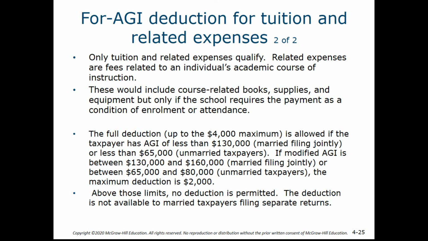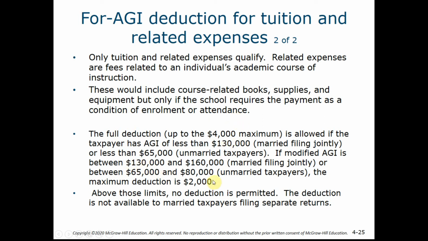Another consideration that a taxpayer may make here for deduction for tuition and related expenses is possibly taking, for example, advantage of the lifetime learning credit, or of the American Opportunity Credit, that may actually provide a better benefit than the AGI deduction. You cannot take both. We'll get to credits in Chapter 9, but in this case, we're talking about a deduction for tuition and course-related books and supplies.